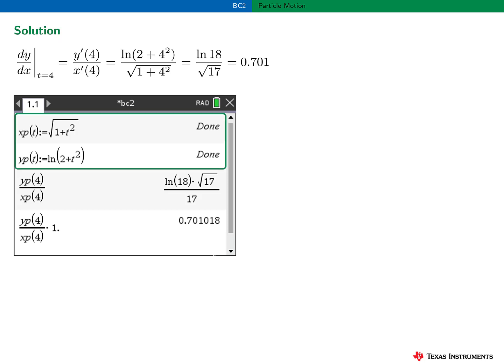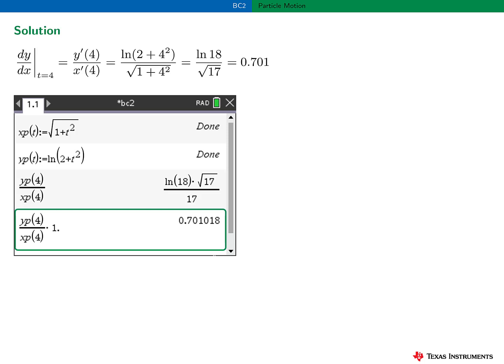I'm going to use the TI-Nspire CAS calculator to obtain the technology solution. So first, I defined the functions xp for x prime and yp for y prime. Then I found the slope of the tangent line at t equal 4. Now, notice that the calculator returned the symbolic answer rationalized, and this would certainly be accepted on the exam. But here, I converted the answer to a decimal. The slope of the tangent line at t equal 4 is 0.701.